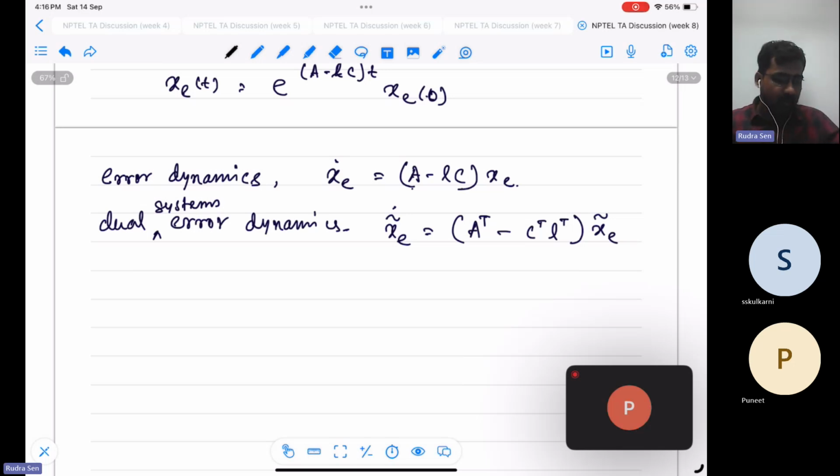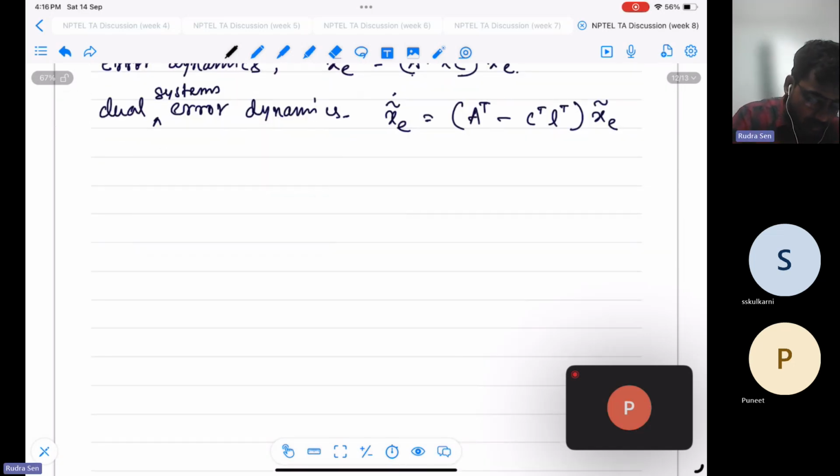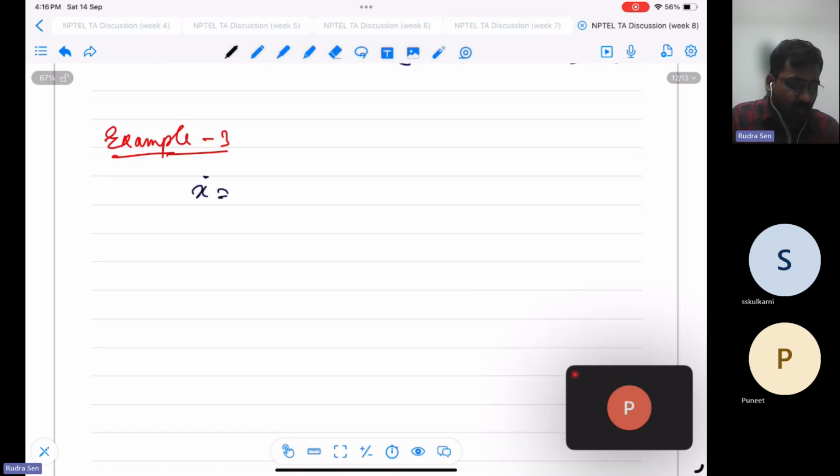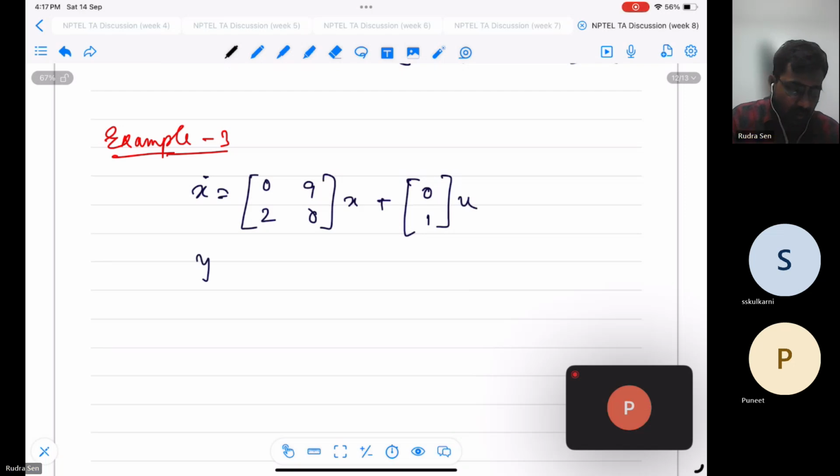So I'm going to discuss one very short problem. Example: the system is given as x dot equals [0 9; 2 0] x plus [0; 1] u, and y is equal to [1 0] x.